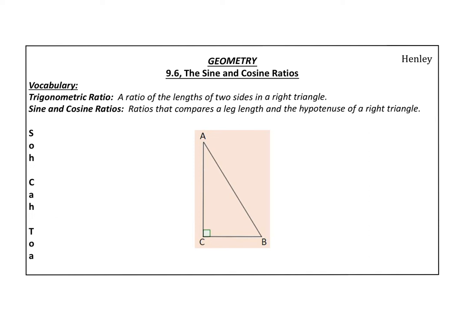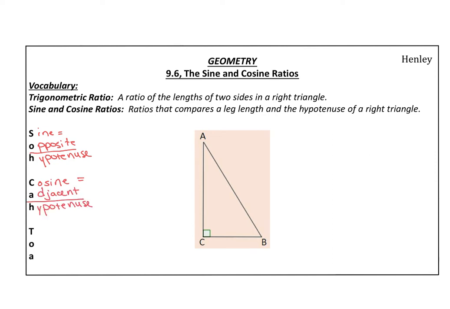Trigonometric ratios are ratios comparing two sides of a right triangle. Sine and cosine ratios compare specifically a leg length and the hypotenuse of a right triangle. We can remember that using SOHCAHTOA. Sine equals opposite over hypotenuse. Cosine equals adjacent over hypotenuse. And tangent equals opposite over adjacent.